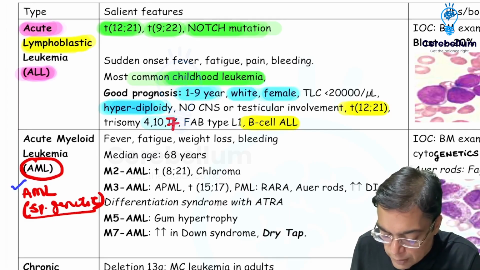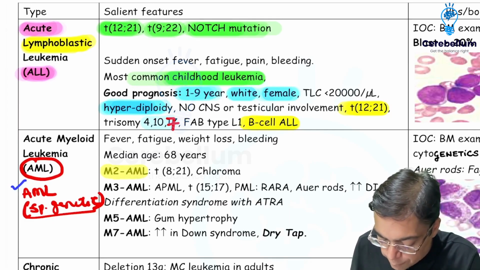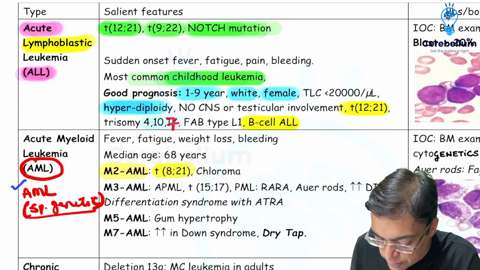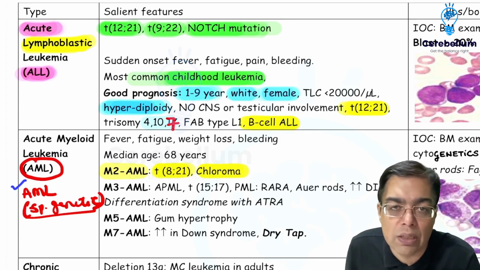Examples would include M2 type of AML. M2 type of AML is going to be associated with translocation 8;21, and this is going to be associated with ocular involvement in the patients. That's given the name of chloroma.